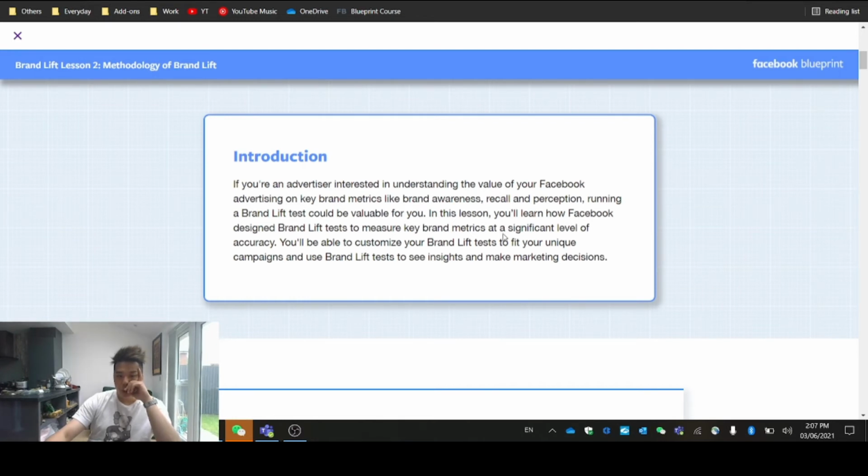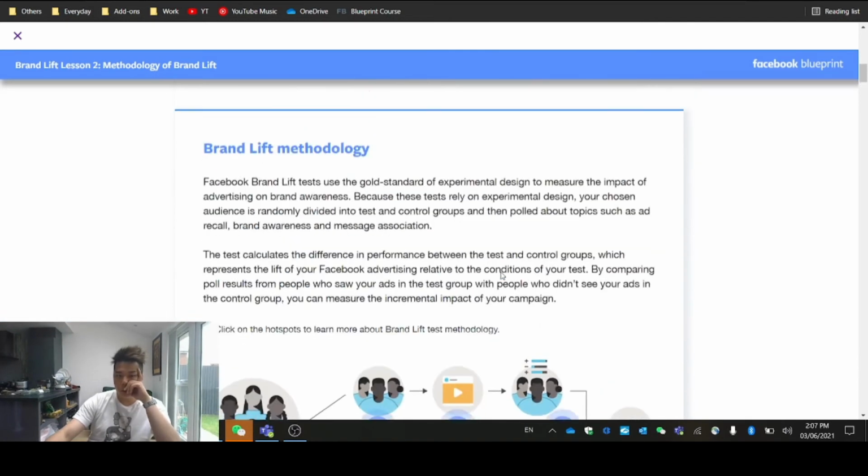In this lesson, you will learn how Facebook designed brand lift tests to measure key brand metrics at a significant level of accuracy. You'll be able to customize your brand lift test to fit your unique campaigns and use brand lift tests to see insights and make marketing decisions.